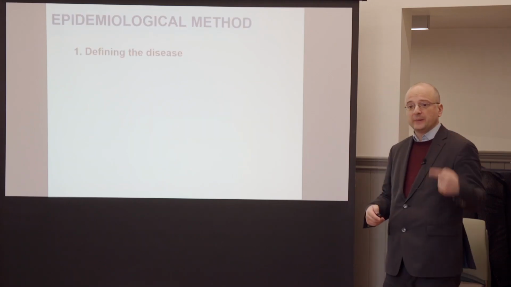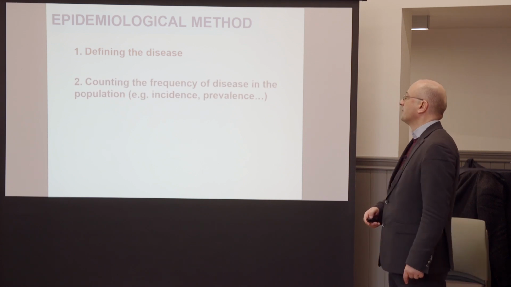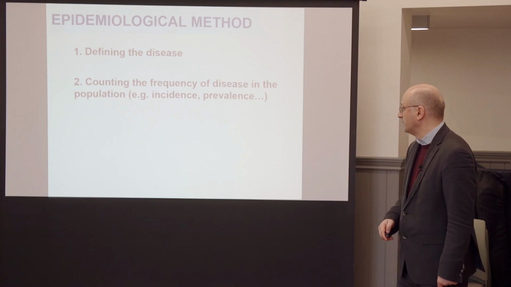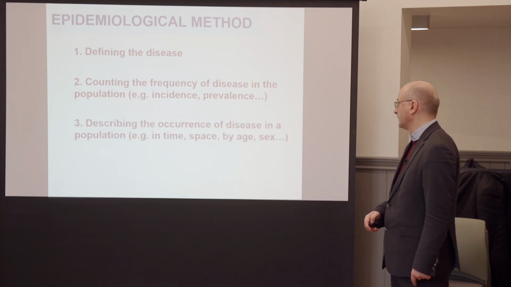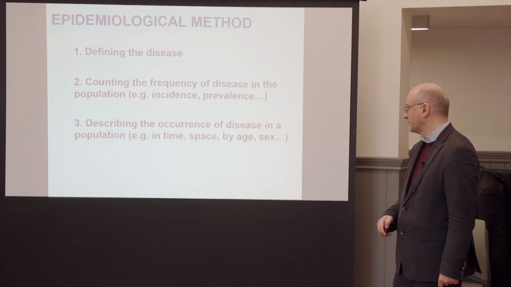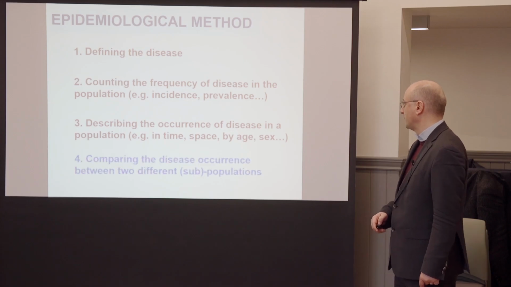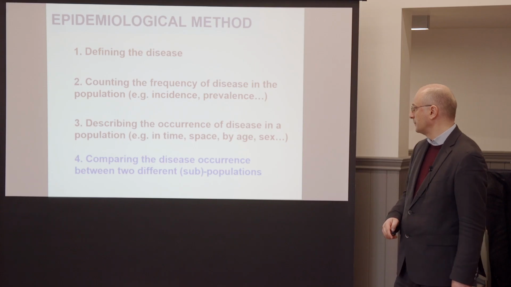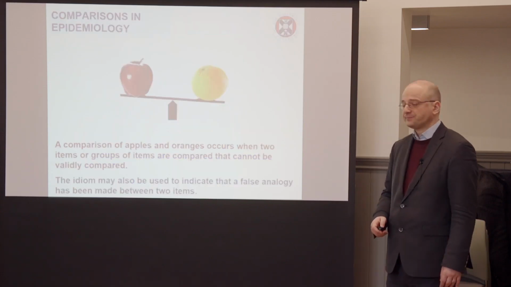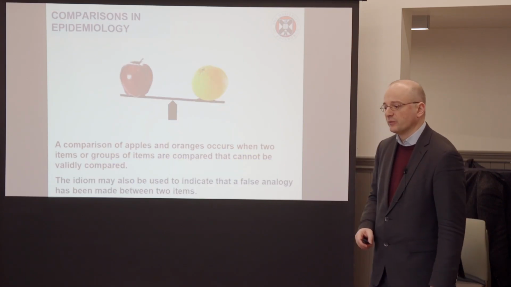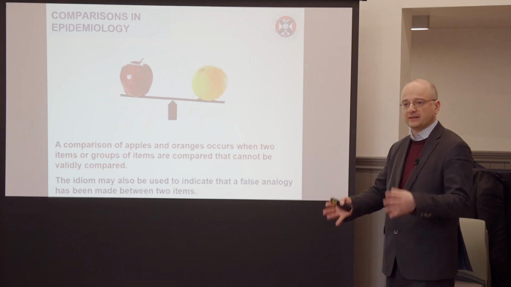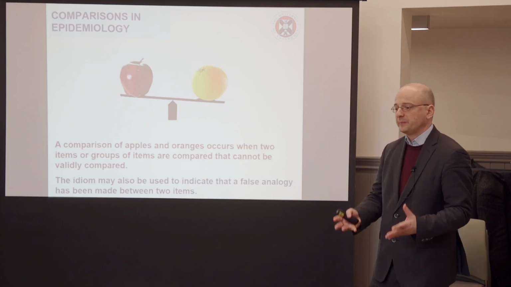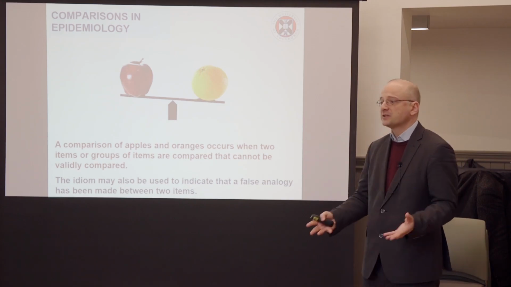So, going back to the epidemiological method, if you remember, we said define the disease and then count the frequency of disease in the population. We've done that. Now, describing the occurrence of disease in the population in time, space, by age and sex, and then comparing the disease occurrence between two different subpopulations. We're going to now think about what we do when we have those incidences, those prevalences, those mortalities. They're clearly only specific for the population in which we measure them, right?